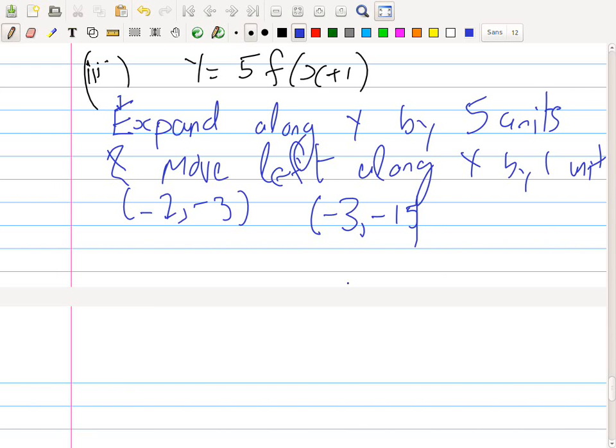If you have a half, it means you contract and you divide by 2. Or if you prefer to say it another way, you multiply by a half. So it's the opposite.